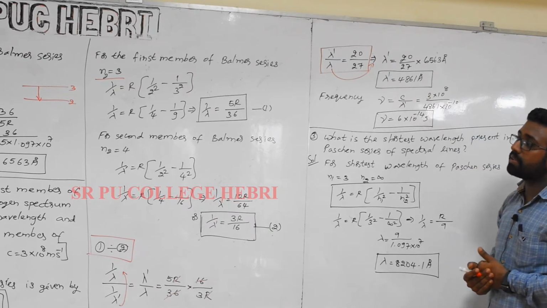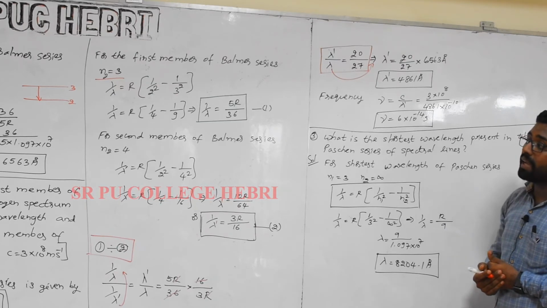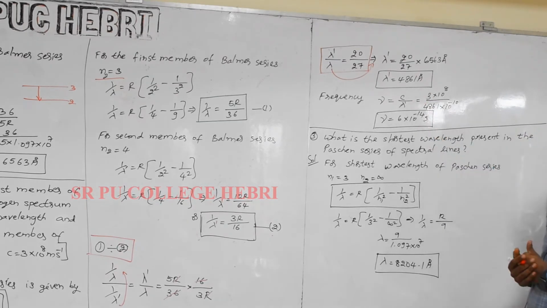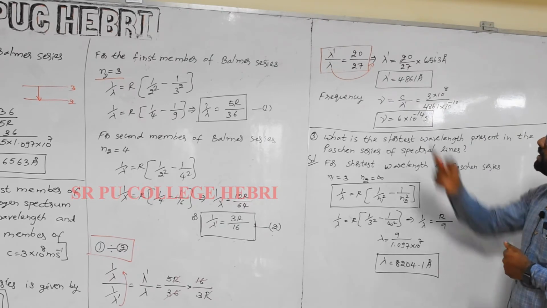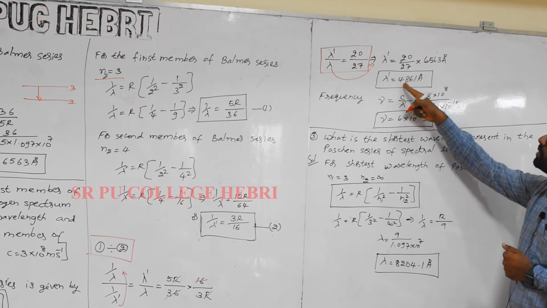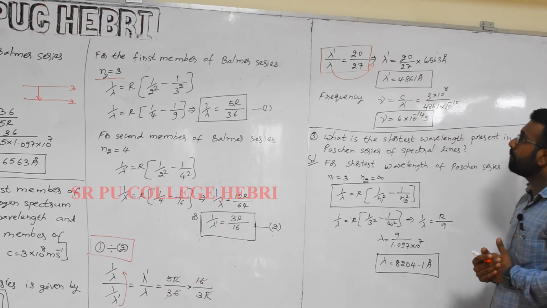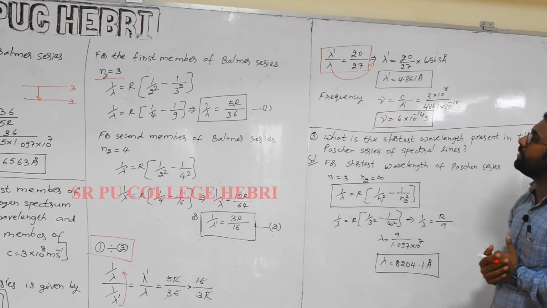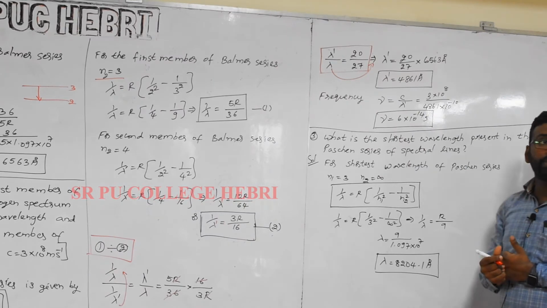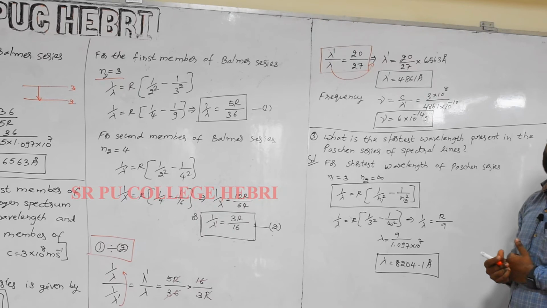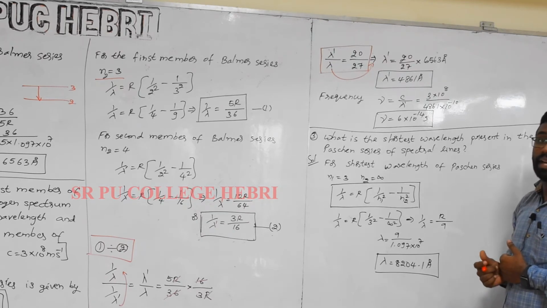Just check the question. What are you asked to calculate? Calculate the wavelength and frequency of the second member. So you got the wavelength, lambda dash, equal to 4861 angstrom. After that, you have to calculate the frequency. How to calculate the frequency? You know the equation: nu is equal to c by lambda.